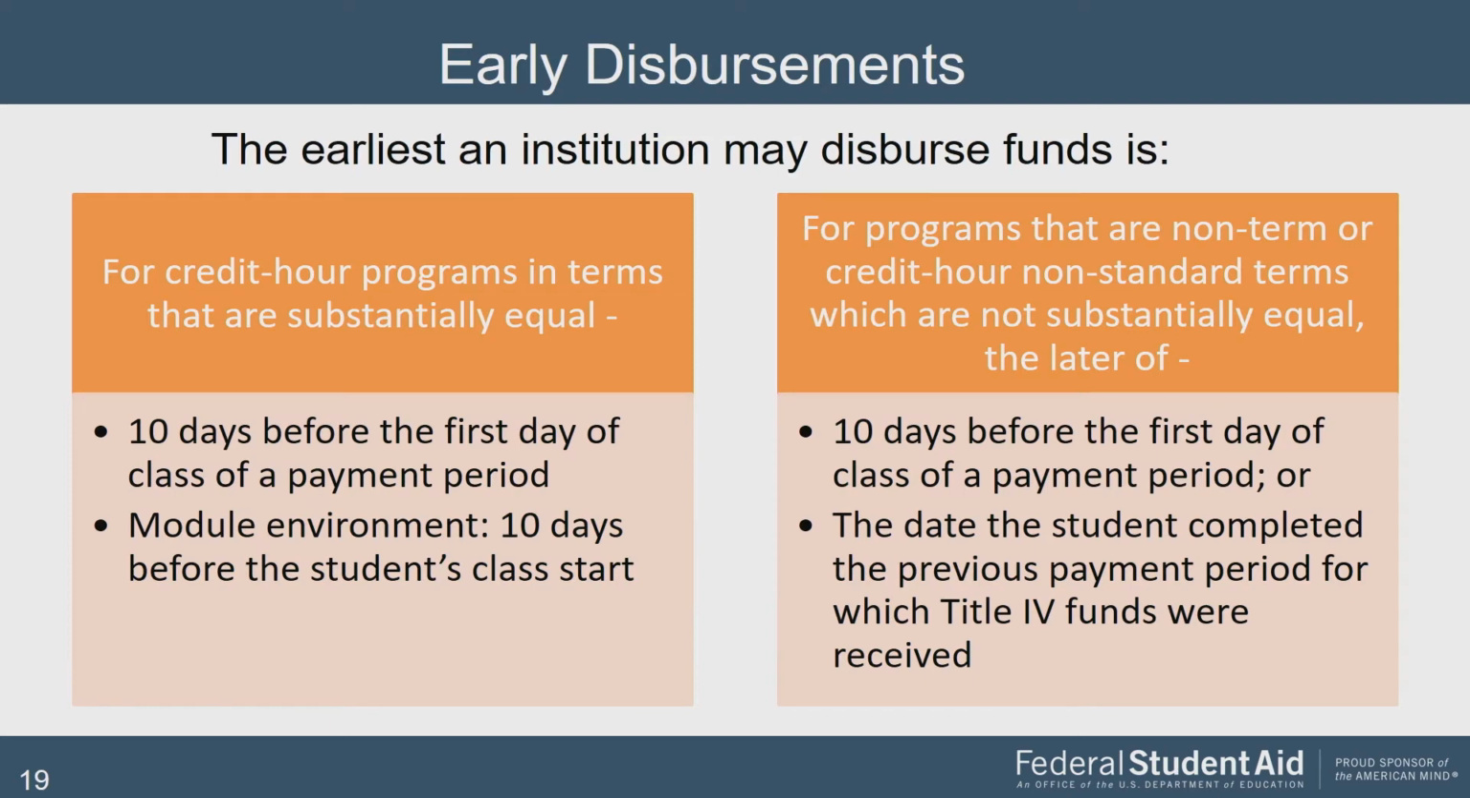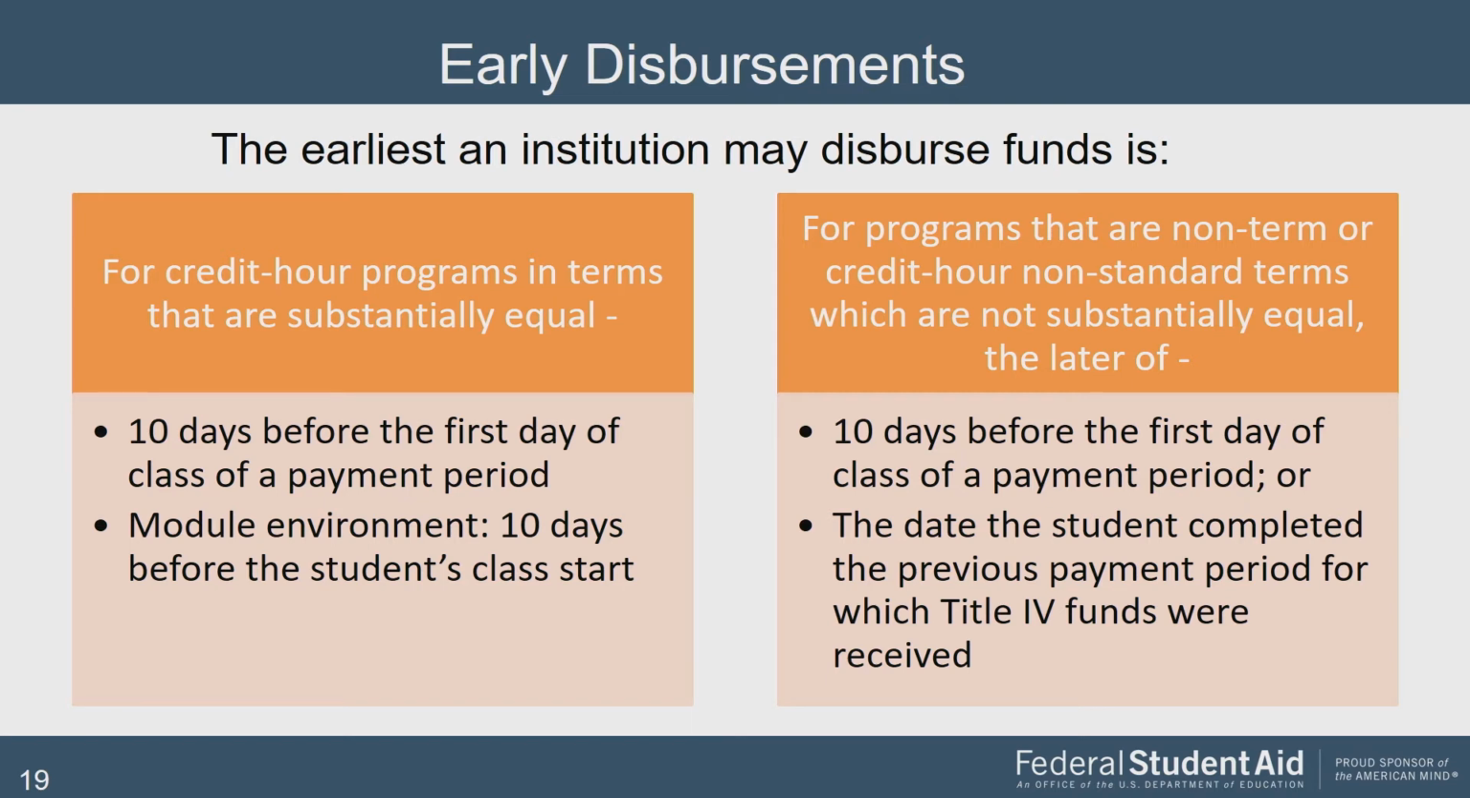So let's look at early disbursements first. The earliest you can disburse to your student is 10 days before the first day of class within that payment period. And that's for any type of program, whether you're credit hour, non-term, or non-standard. You can make a disbursement 10 days before the first day of class in that payment period.